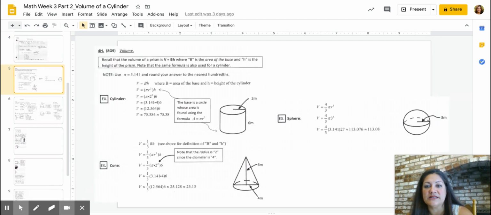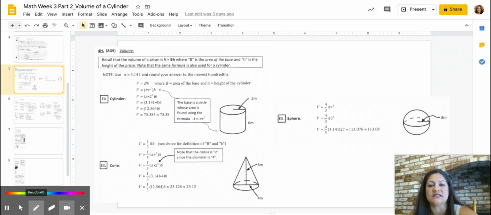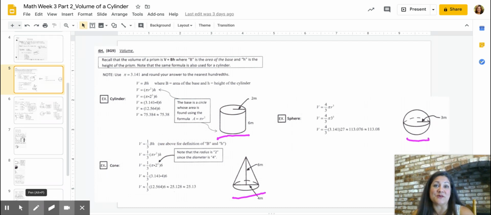Here is our red resource folder, or you can call it a curriculum guide, and it's giving you the formulas for 3 different types of 3-dimensional shapes. We have the cylinder, a cone, and a sphere. So this is one that you can always go back and reference if you need.